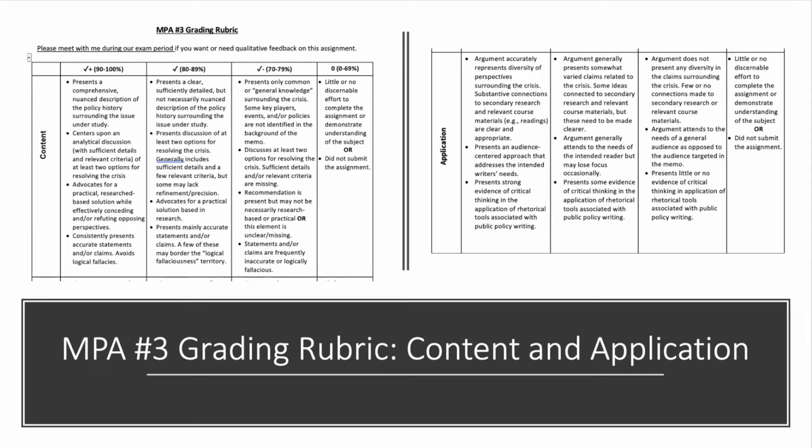Your background section should include a comprehensive description of the policy history surrounding the issue under study. Your policy history should review existing policies, whether these come in the form of bills, laws, regulations, or both, and then describe what has occurred. In other words, what the administration is willing to do and what they have been unwilling to do.